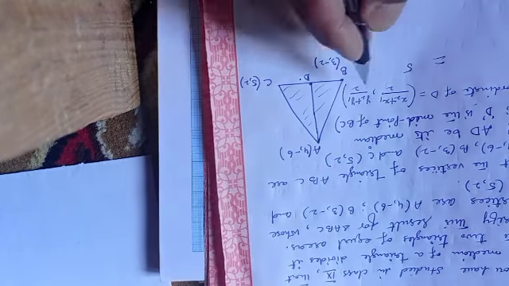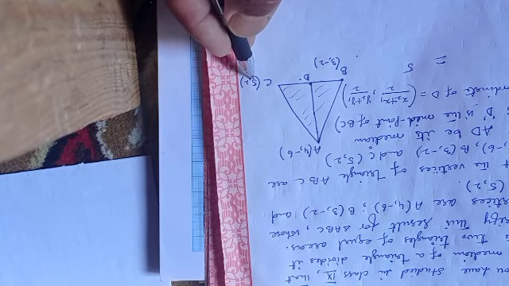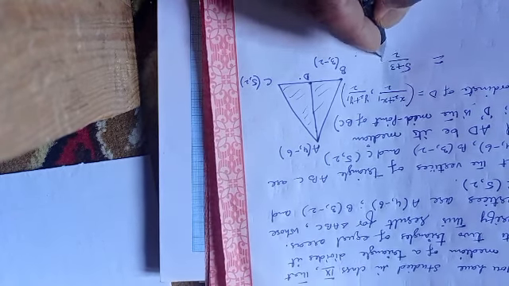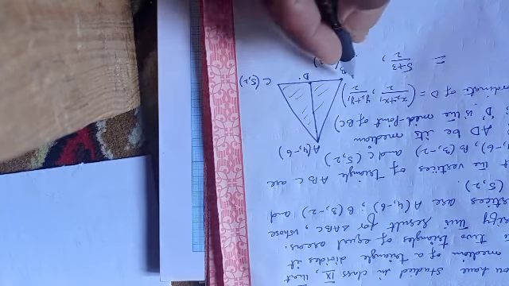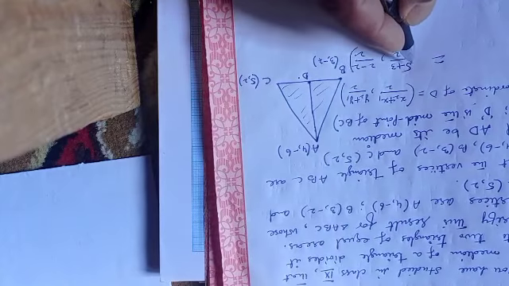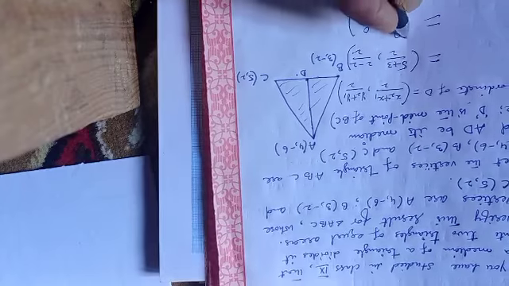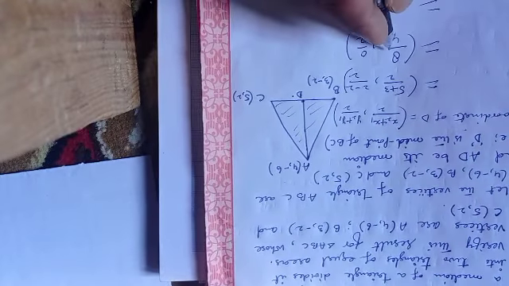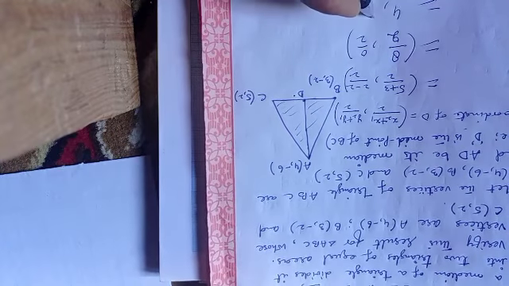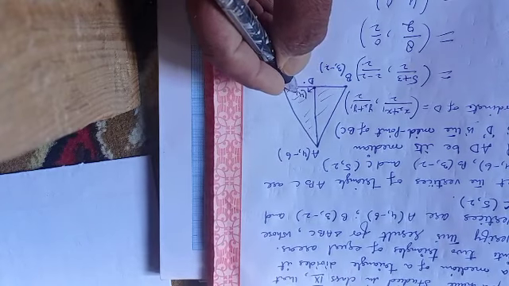So x2 is 5 and x1 is 3. So 5 plus 3 divided by 2. Then y2 is 2 and y1 is minus 2, divided by 2. So we get 8 divided by 2 and 0 divided by 2. So 2 4s are 8, and this is 0. So the coordinates of this point D are (4, 0).